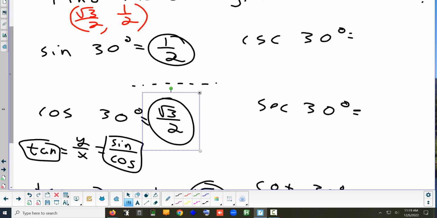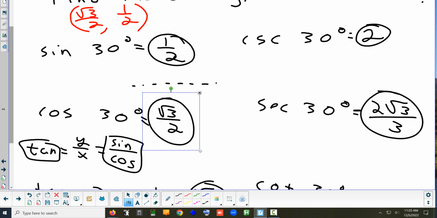All right, my cosecant. How about Maths? What's my cosecant? Cosecant? Yeah. Isn't it 2 over 1, which is just 2? Yep, it's 2. How about my secant final answer? All fixed, yep. 2 square root of 3 over 3? Yes, 2 square root of 3 over 3. Is there any question on that?